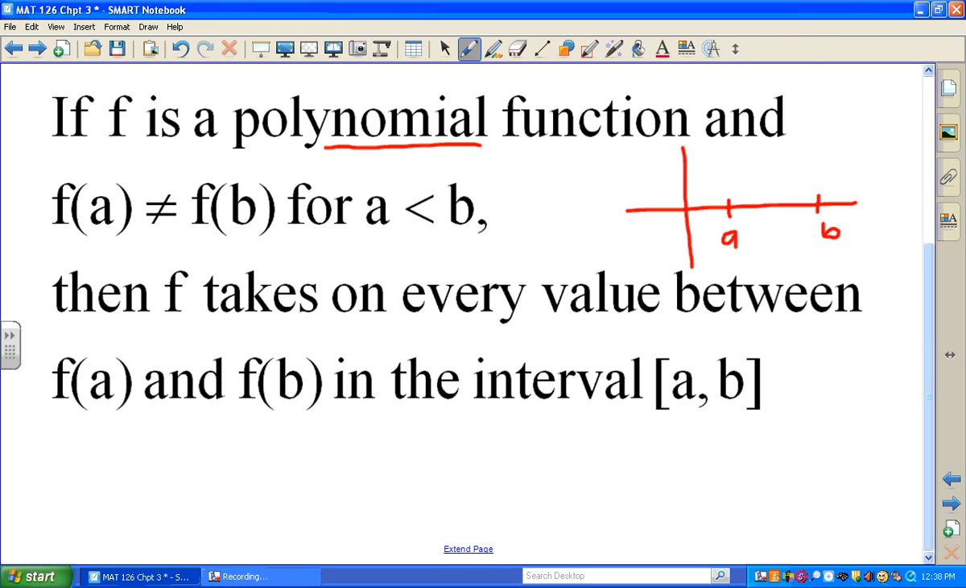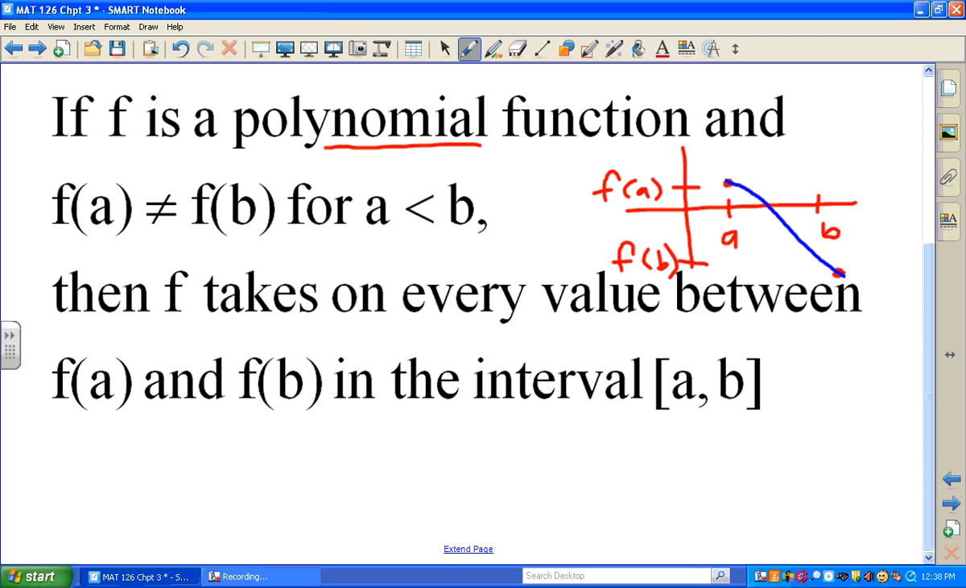I choose this to be f of a. Closed circle because it's continuous. I choose this to be f of b. Two y values not equal to each other. I drew the line because it's a polynomial. It has to go from the positive y to the negative y. It has to cross the x-axis.